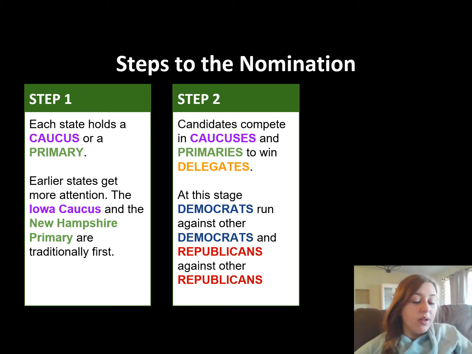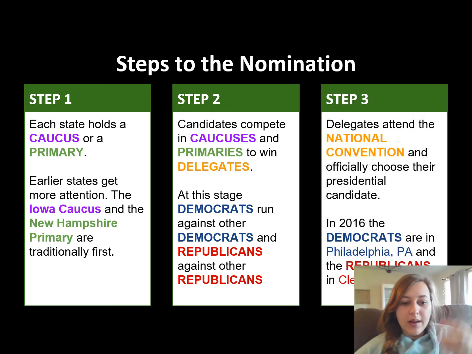Step two, the candidates compete in these caucuses and primaries to earn delegates, okay? These delegates are going to go on and vote for them later on in the nominations process. Reminder, at this stage in the campaign, we have Democrats running against other Democrats and Republicans running against other Republicans.